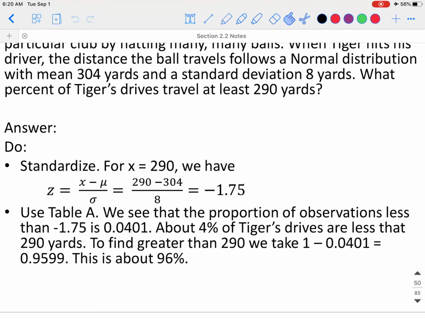Now you're going to look at your standard normal table, and remember, you're going to find the row that has negative 1.7. You're going to find the column that has 0.05, and where those two intersect will tell you your area. But remember, your table tells you the area to the left of negative 1.75. To find the area to the right, we're going to do 1 minus that area. Our area was 0.0401, so if we do 1 minus that, we're going to get 0.9599, or about 96%.